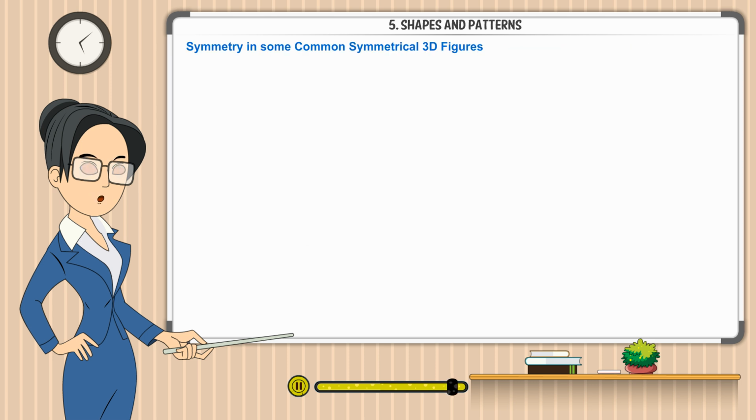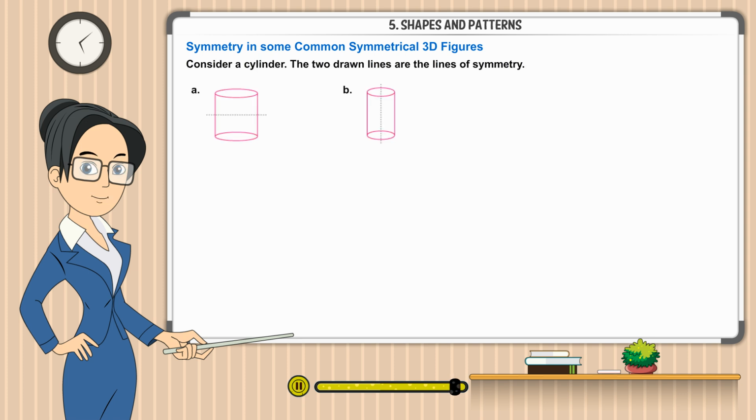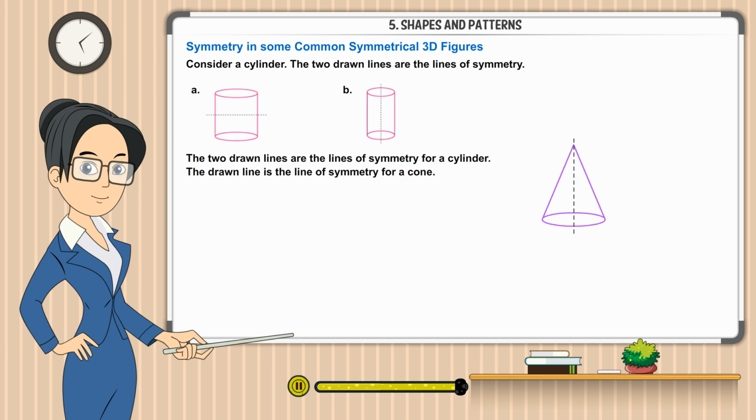Symmetry in some common symmetrical 3D figures. Consider a cylinder. The two drawn lines are the lines of symmetry for a cylinder. The drawn line is the line of symmetry for a cone.